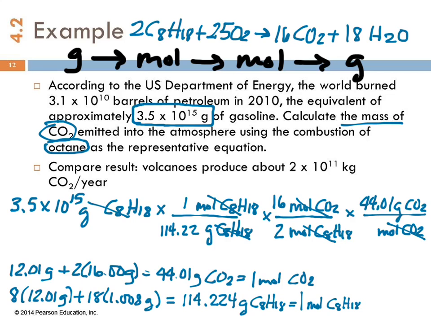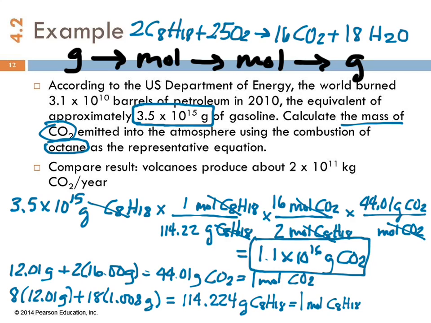3.5 EE15 divided by 114.22 times 16 divided by 2 times 44.01 equals. How many significant figures should this have? 2. So 1.1 times 10 to the 16th grams of carbon dioxide. So that's the answer to the first question, calculate the mass of CO2.